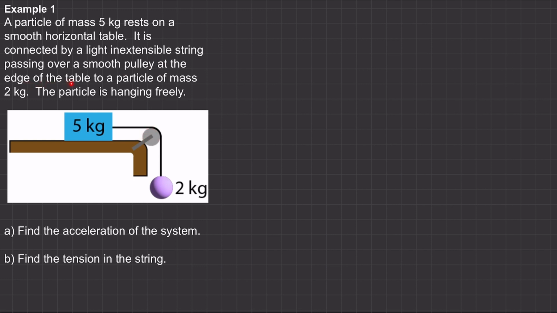And this is at the edge of the table, and it's connected to a particle of mass 2 kilograms. The particle is hanging freely. So we've been asked to work out the acceleration of the system. So the first thing we need to do is to add on any forces. So I'll draw a quick sketch.